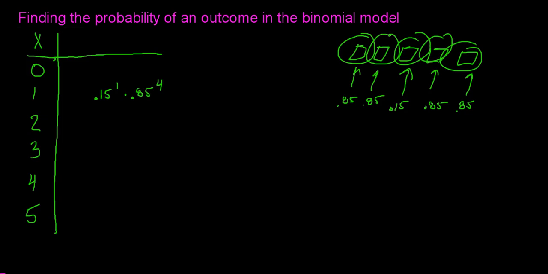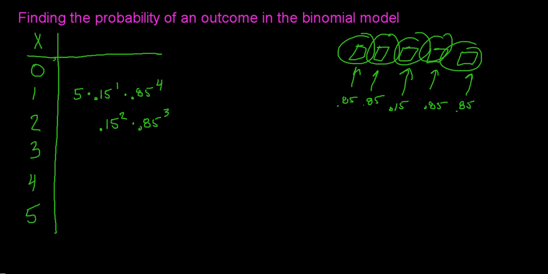And that's what goes out in front. There's 5 different ways that this can happen. All of them have one bad battery, 0.15 to the first, and 4 good batteries. But there are 5 distinct different ways that that can happen. So now that's pretty easy to understand, but let's move on to 2 real quick. Okay, 2 bad batteries. That would be 0.15 to the second, and that would obviously mean that 3 of them are good batteries.